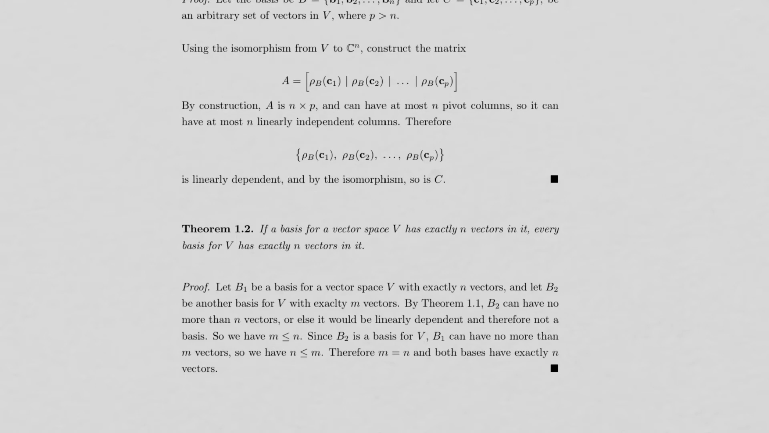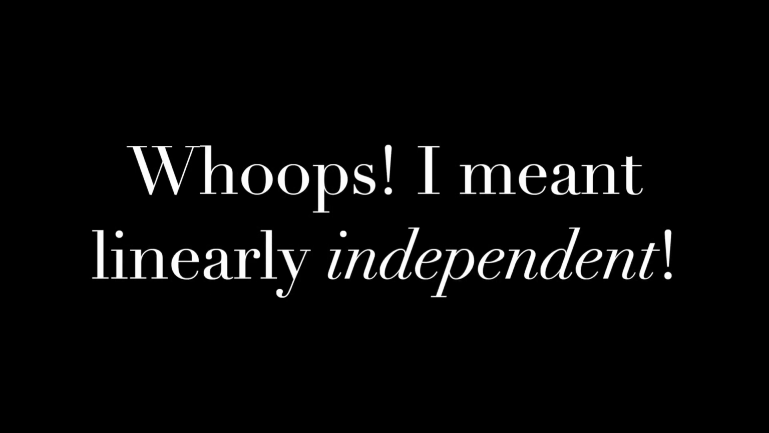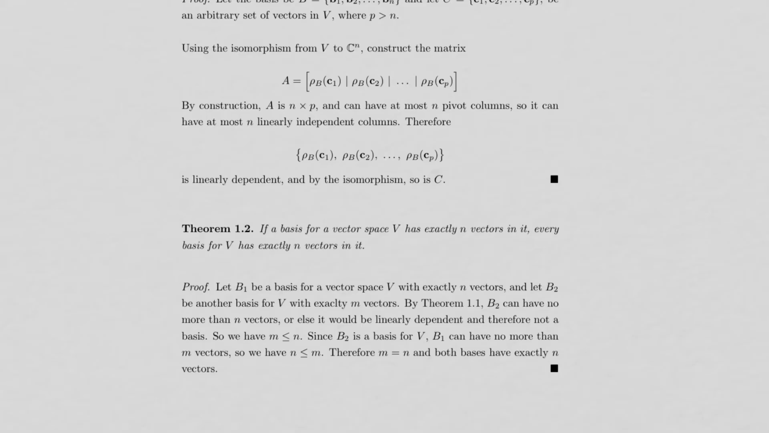We assume that there are 2 bases, say B1 and B2, that are both bases for some vector space V. And let's say that B1 has n vectors in it and B2 has m vectors in it. Well, by theorem 1.1, m has to be less than or equal to n, because if it were greater than n, that would mean B2 is linearly dependent. But since it's a basis, we know that it is linearly independent. Likewise, n has to be less than or equal to m, because B2 is a basis. And if B1 has more vectors in it than B2, by theorem 1.1, it would be a linearly dependent set, but we know it's not because it's a basis.